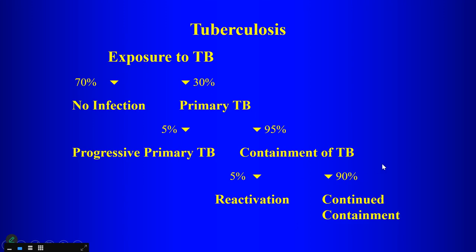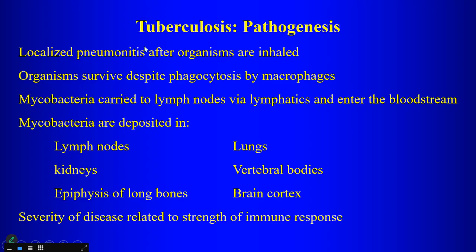In these patients, there's continued containment for the rest of their lives, and the only evidence that they've been exposed is a positive tuberculin test for TB. But in a small percentage of these patients, later on in life, they can develop reactivation of what was dormant disease. So this is what happens with tuberculosis. After the organism is inhaled, patients can develop a localized pneumonitis. The organism survives despite phagocytosis by macrophages, and that's why the mycobacteria can be carried to lymph nodes via lymphatics, and they also get into the bloodstream, which is why they can be carried all over the body.